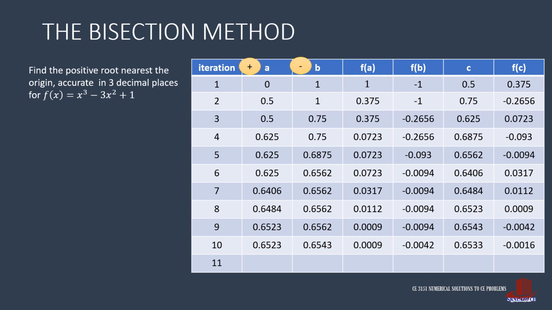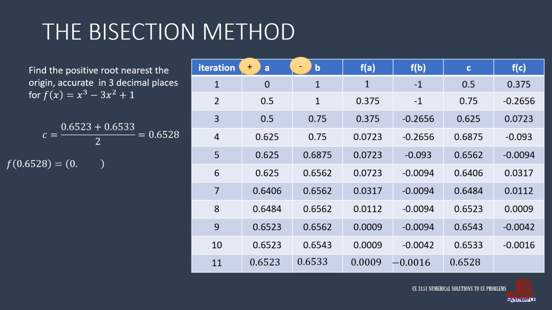The 11th iteration has b as 0.6533 with f of b as negative 0.0016. a remains at 0.6523 with f of a as 0.0009. c is then taken as 0.6523 plus 0.6533 over 2 to get 0.6528. Place this value into f of c and get negative 0.0003.